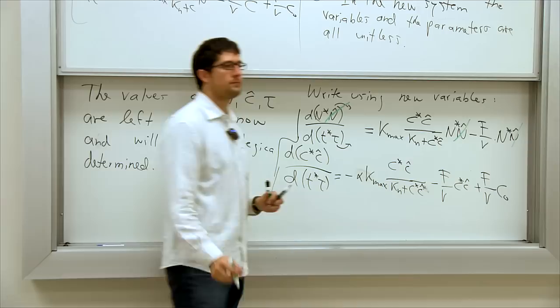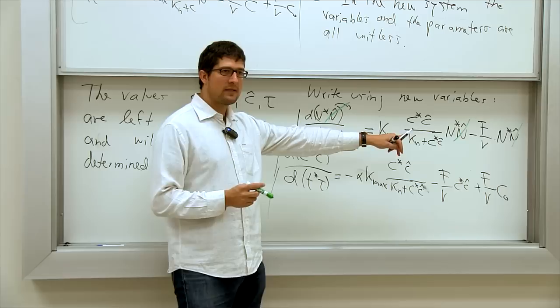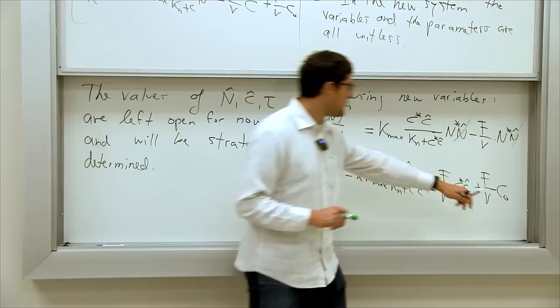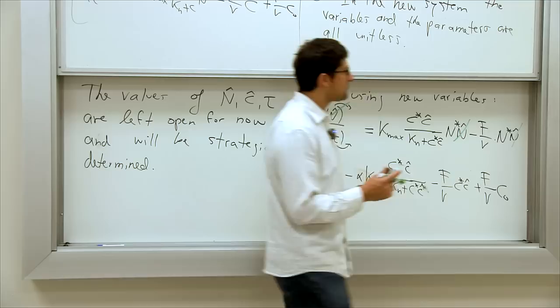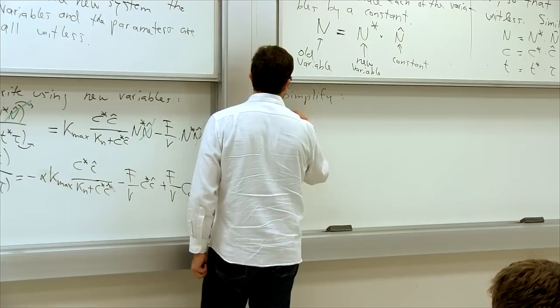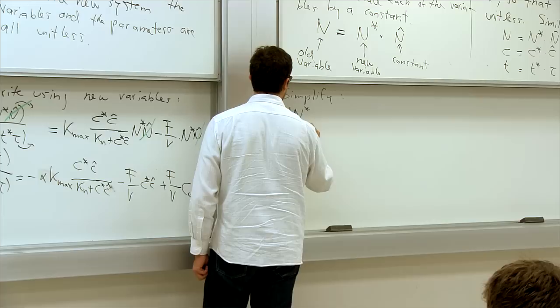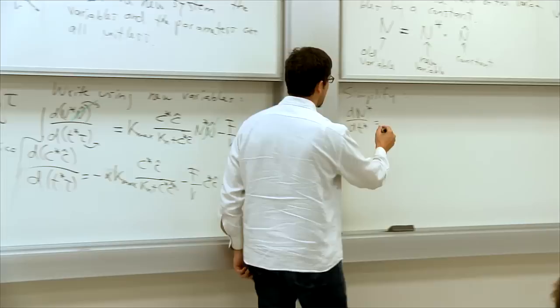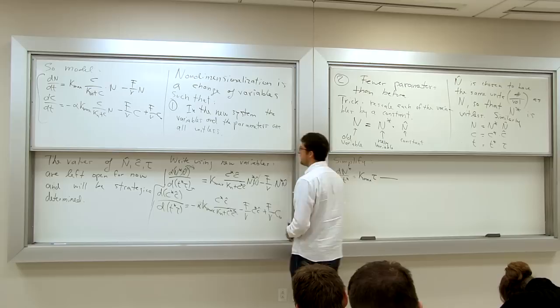Okay, that's nice. I'm also going to multiply by tau on both sides. Over here, I cannot really cancel c hat on all sides because there's no c hat here. But I am going to divide by c hat, and then there's going to be a c0 over c hat showing up here on the bottom. So let's see. So simplifying, we get dn star dt star. Remember, I'm going to multiply by tau. So this is k max tau.